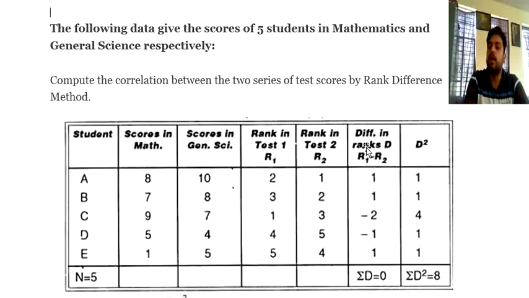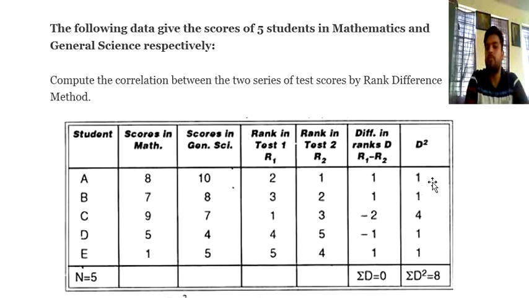Then you have to find D. What is D? D is the difference in this rank. So what is the difference here? 2 minus 1, that is 1. 3 minus 2, that is 2. 1 minus 3, that is minus 2. 4 minus 5, that is minus 1. So in this way you have to find D.